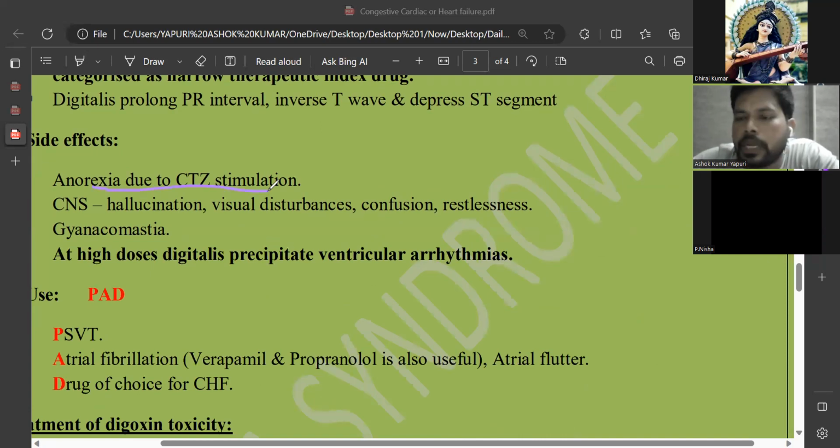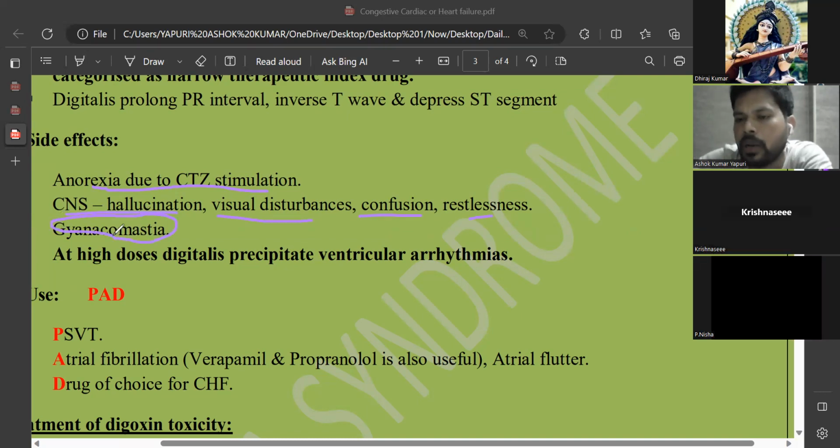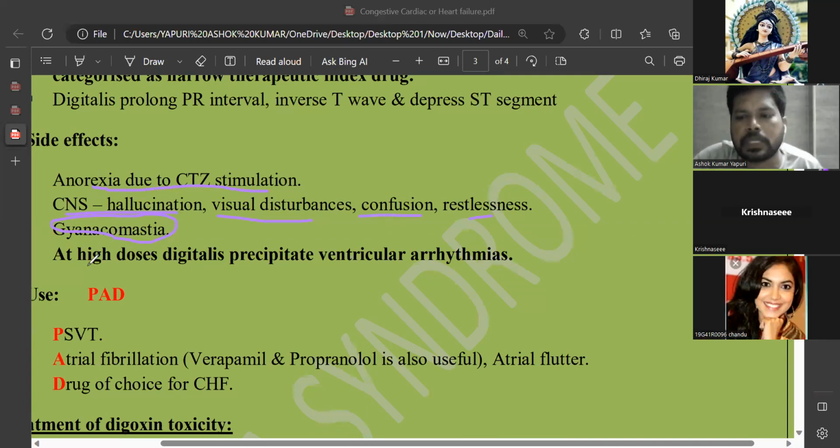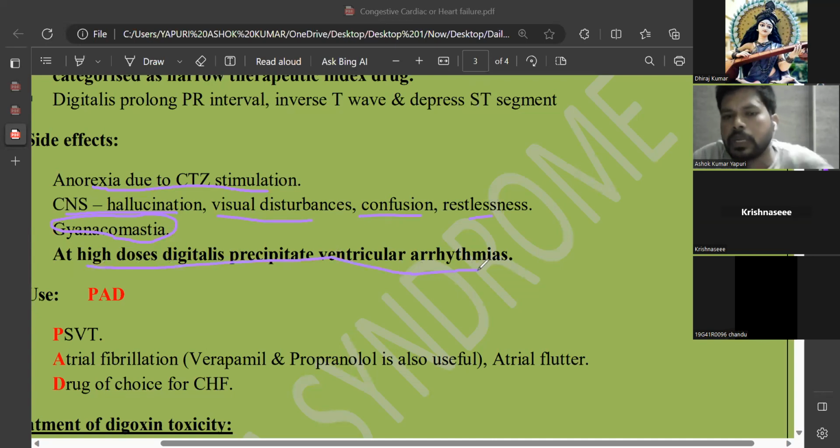So anorexia is because of stimulation of the CTZ, chemoreceptor trigger zone. And next, effects on CNS are hallucination, visual disturbances, confusion, restlessness, and another one is gynecomastia. Gynecomastia means abnormal enlargement of the breast in males. And at high doses, digitalis can precipitate ventricular arrhythmias.